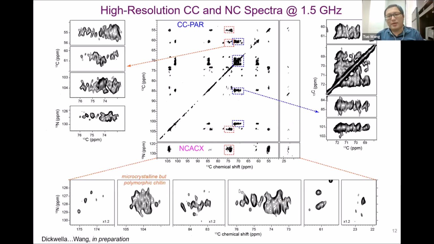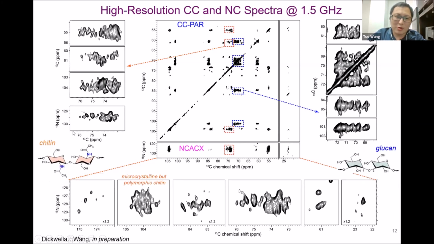So polysaccharides are very different from proteins. The fundamental units, basically the monosaccharides, are highly similar in structure. So in spectroscopy, that will result in many highly crowded clusters of cross peaks, and you can directly visualize it from the spectrum. And with the great resolution at 1.5 gigahertz, we can resolve tons of cross peaks within each small box in the spectrum, not only for the microcrystalline chitin, but also for the disordered glucans.